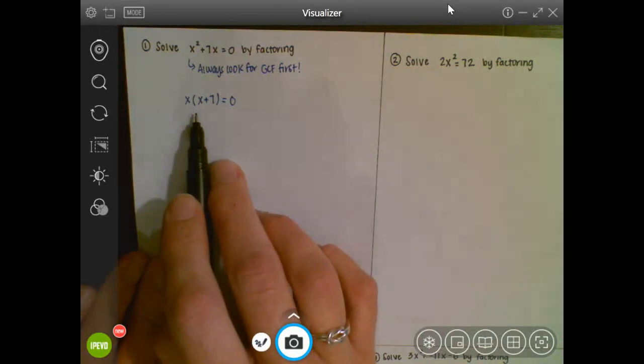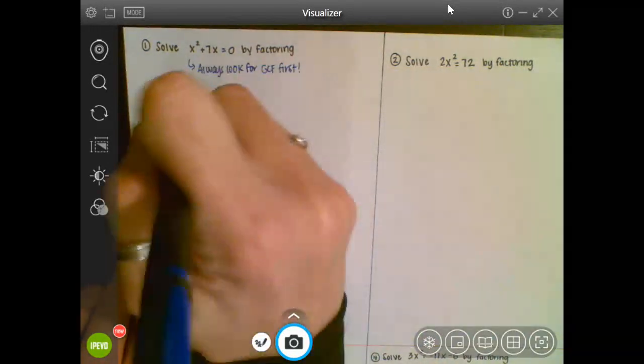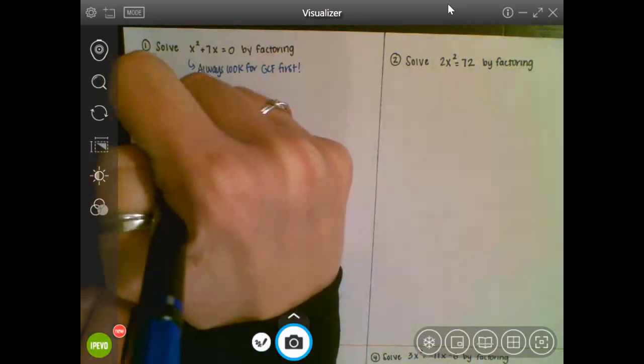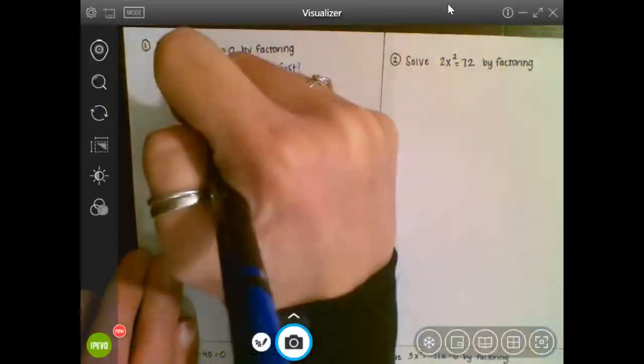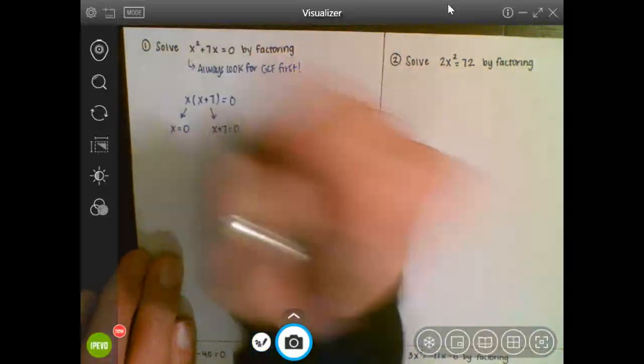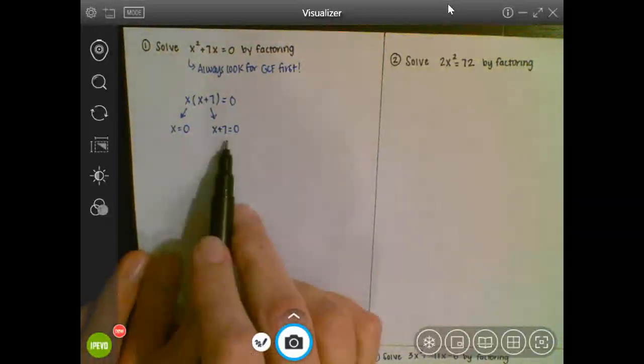So then I'm going to use the zero product property that's going to tell me that I want to separate out this first factor, which is just x. I'm going to set that factor equal to 0. And I'm also going to take my other factor of x plus 7 and set that equal to 0. And then I want to, if I need to, solve both of these equations for x.